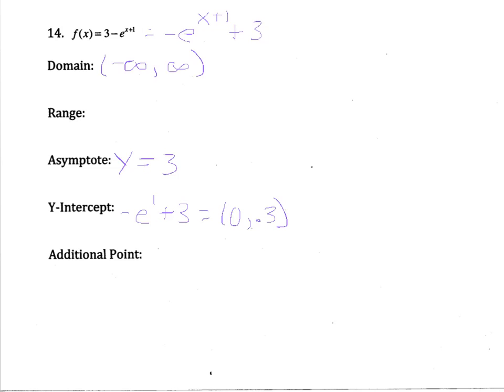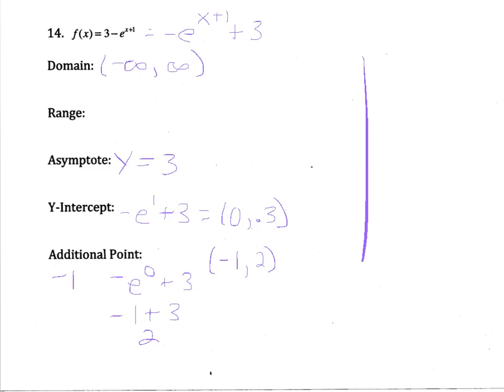And for an additional point, we want to plug in a point that's convenient. So a good point to plug in would be -1, because that way we get negative e to the 0 power plus 3, which would be -1 plus 3, which equals 2. So we have a point at -1, 2.